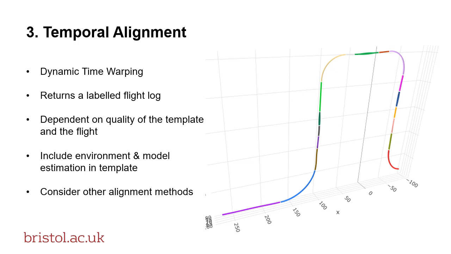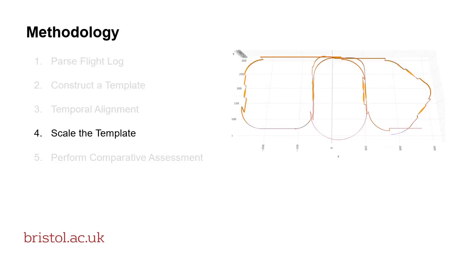I think we can make this step much better in the future by improving the template, by adjusting it to include the wind and angle of attack of the model, and by considering other alignment methods, or maybe a hidden Markov model or a neural network. Once we've found the bit of flight data that represents each primitive element in a sequence, we can rescale the template to match the pilot's intention during the flight.